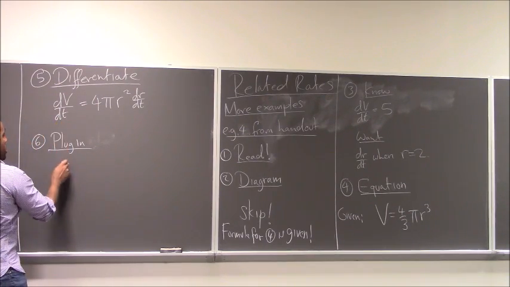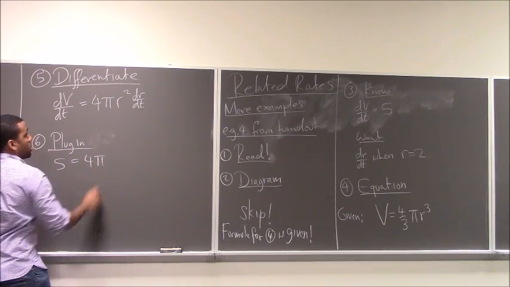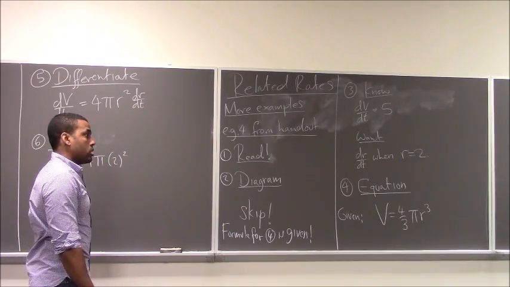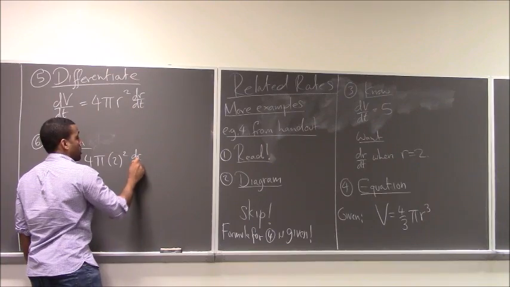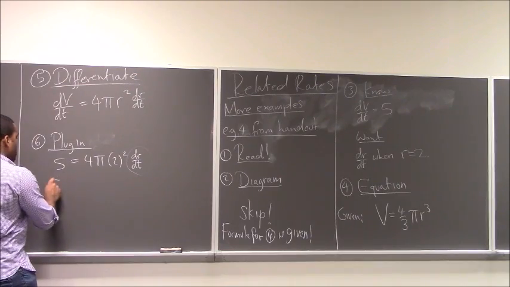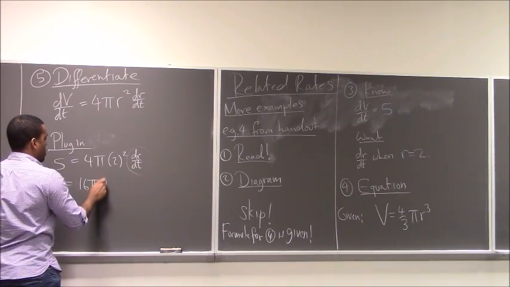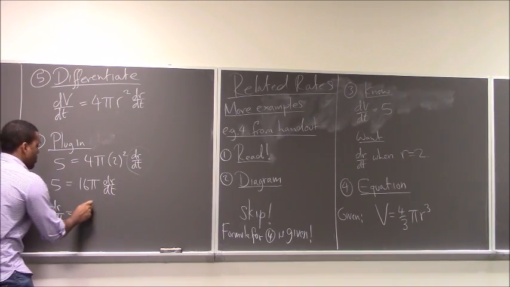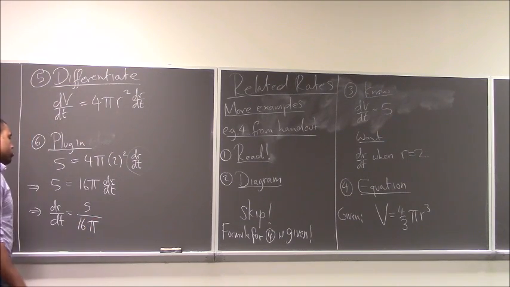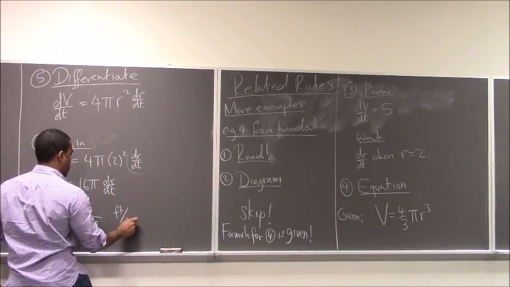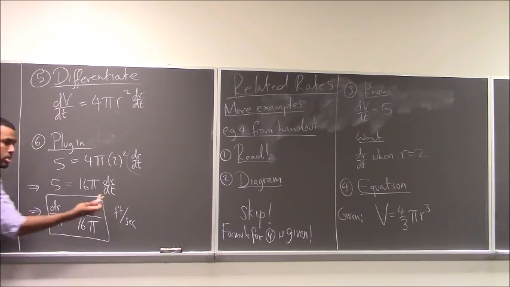So we know dV/dt is 5. This 4 pi is just a constant. We want r squared, but our r is 2. And our dr/dt is what we want to find, so we don't know that. And so now we solve for what we want, which is dr/dt. So this means that 5 is equal to 16 pi dr/dt, which means that dr/dt equals that. And this is in feet per second. Although, as I said, I don't particularly care about the units, I'm just letting you know.